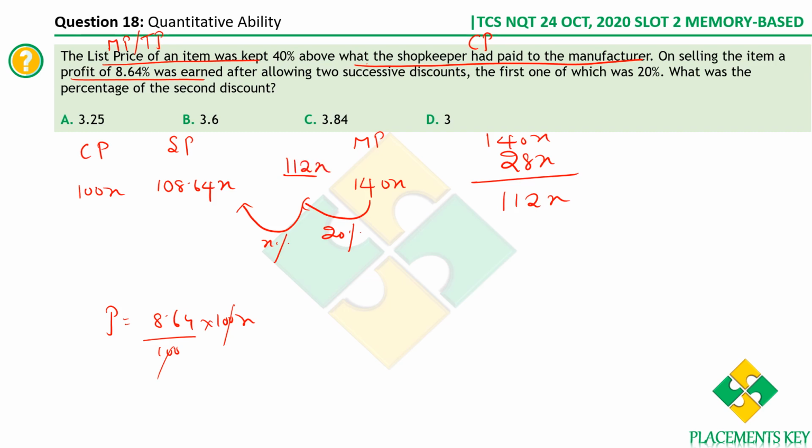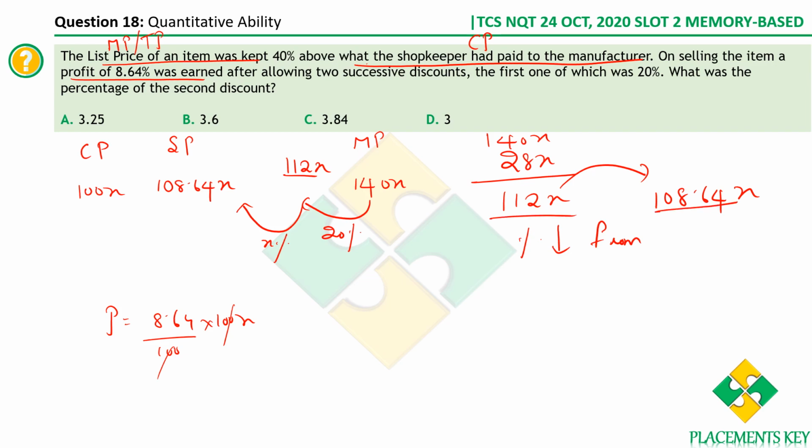Again, on 112x, x% discount is given, so that you get 108.64x. So we are supposed to find how much percent discount it is. Very simple. From 112x, how much percentage discount is given so that you get 108.64x. That is all that we are supposed to find. Or find the percentage decrease from this value to this value.